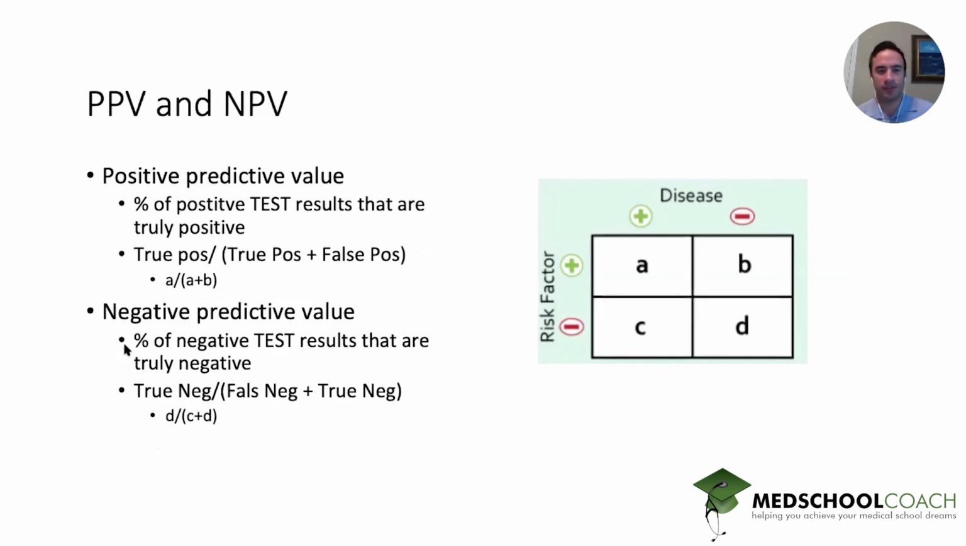Now, positive predictive value, we talked about: if a patient has a positive test, the result is probably true, meaning that they have the disease. And a negative predictive value means that if the test is negative, it's likely the patient does not have the disease.